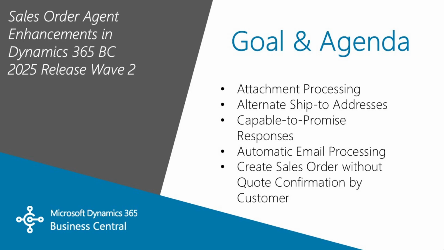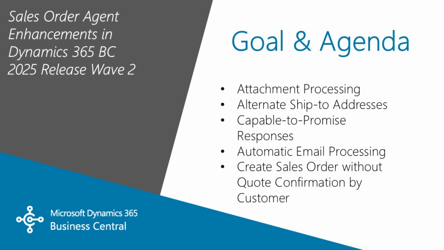Also, we'll look at the ability for the sales order agent to look at alternative ship to addresses for a particular customer. If a customer has multiple ship to addresses, I can specify that in the email going to the sales order agent. We'll look at the ability of the agent to also provide capable to promise responses back to the customer so they can see what the status is on the items that they want.